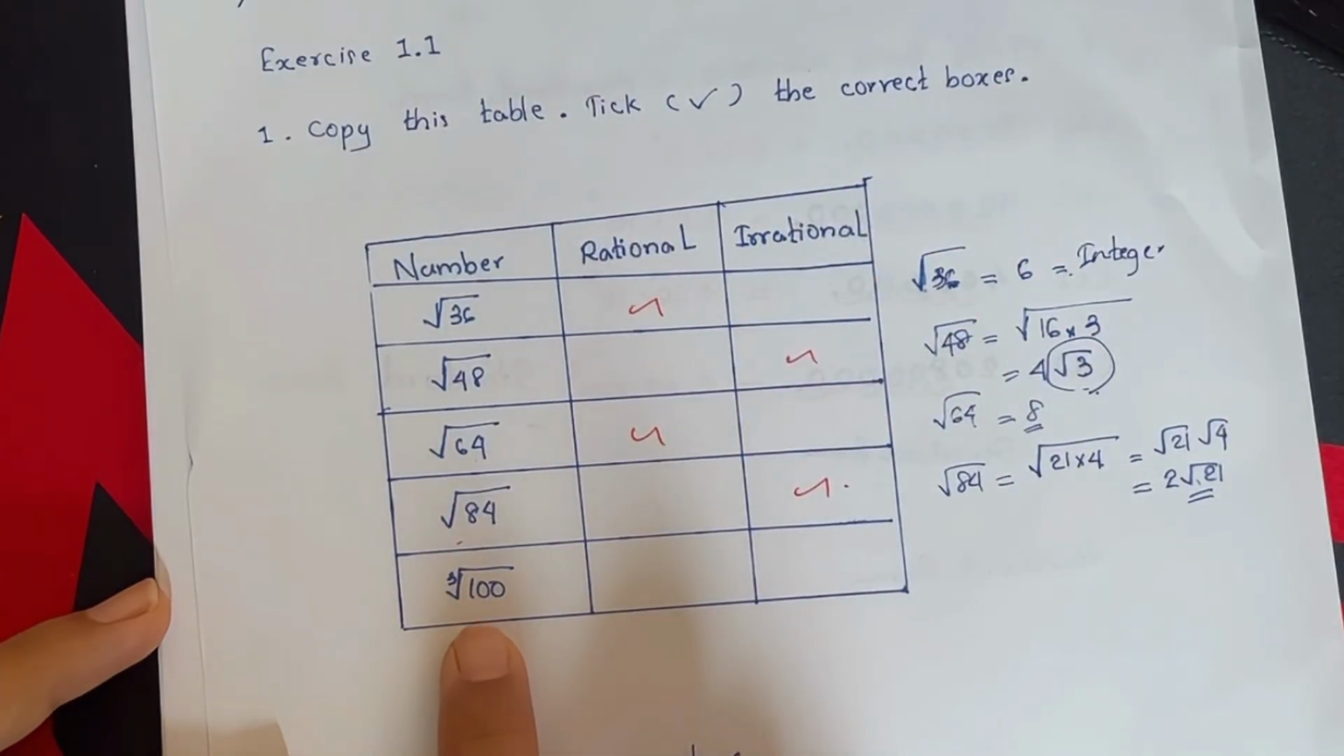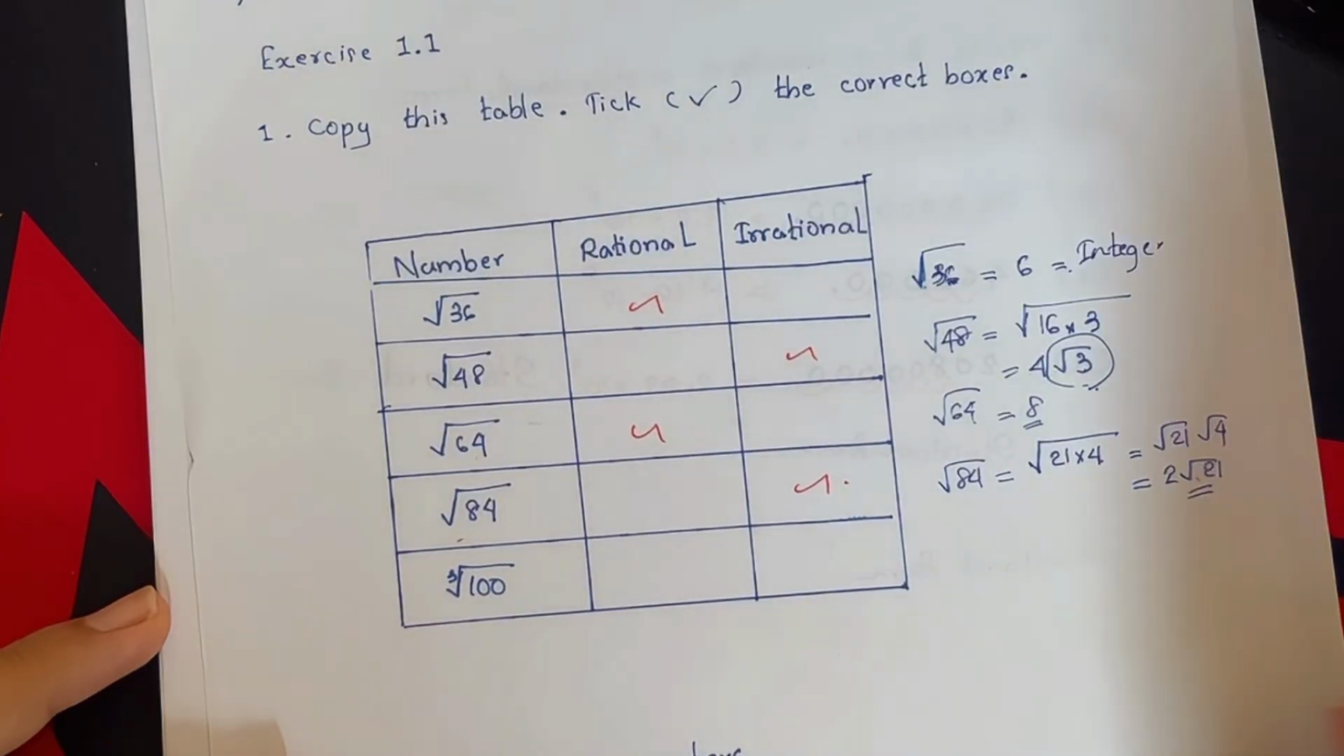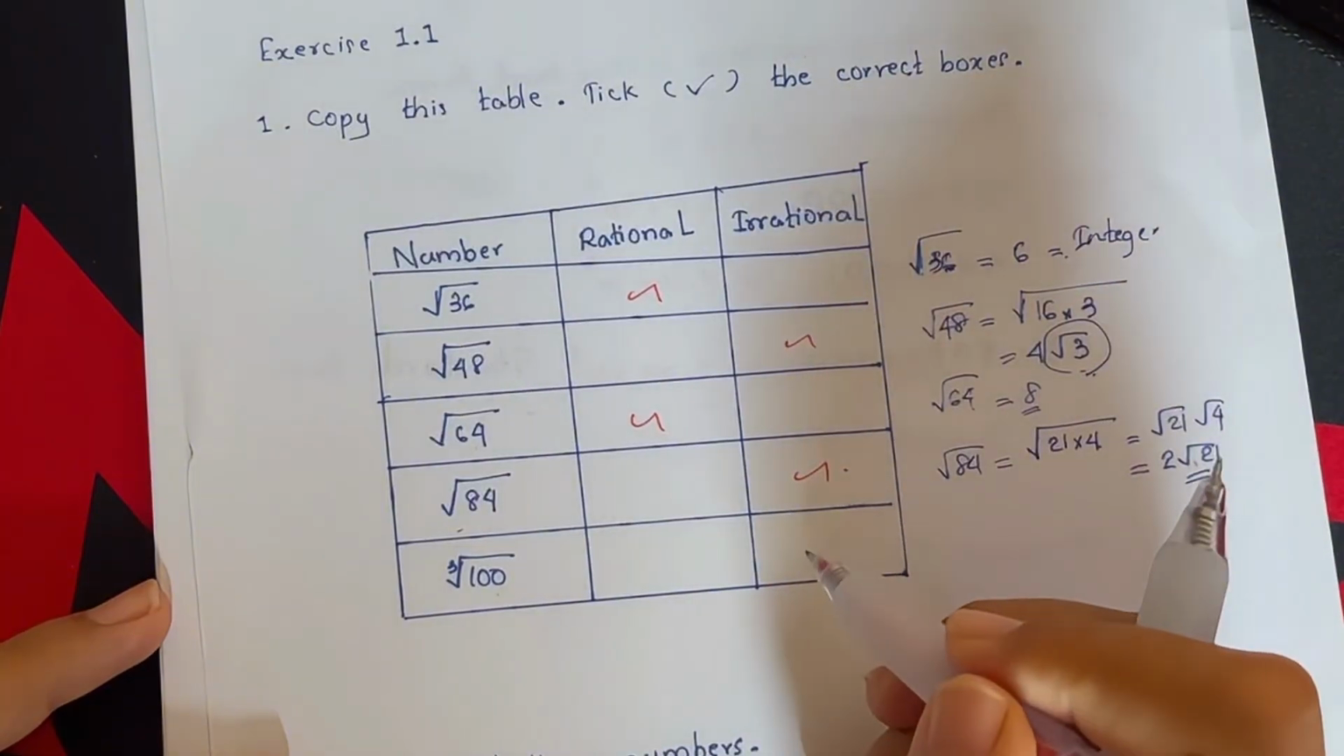And cube root of 100. Cube root of 100 is not a perfect cube, so that's why it is an irrational number.